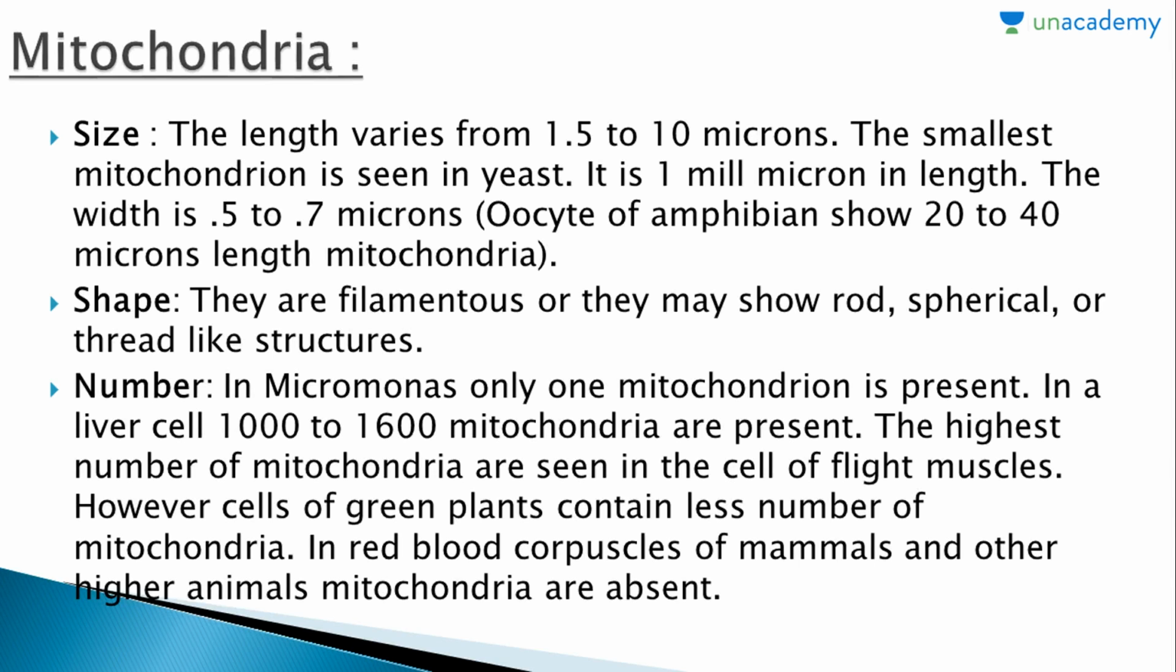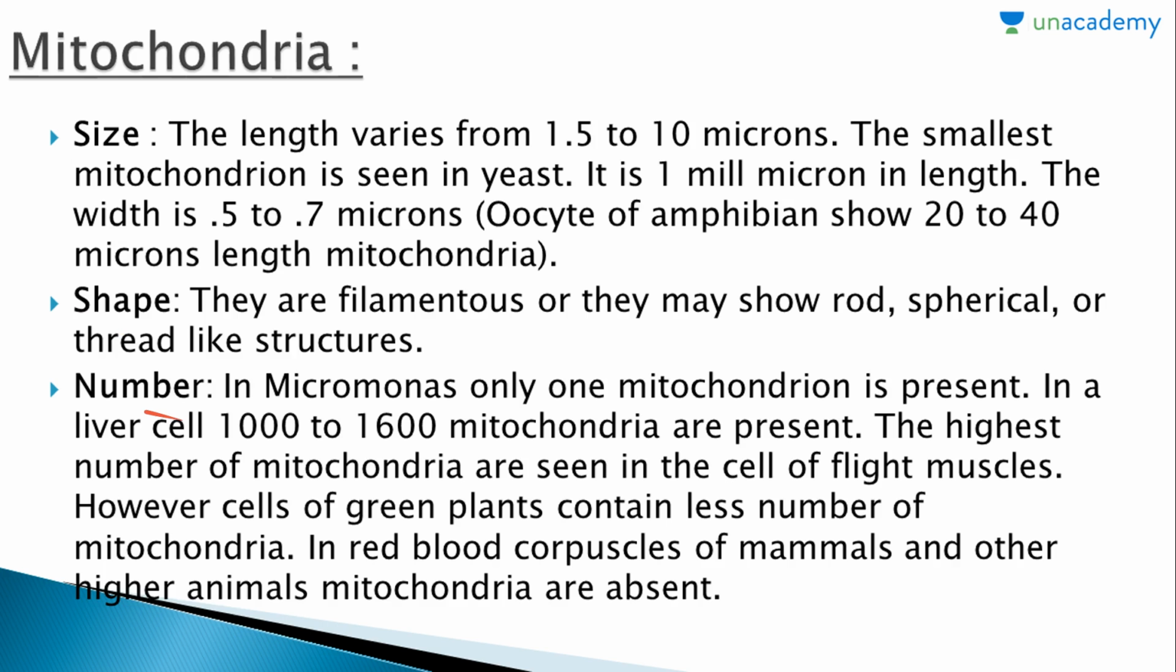Now the size. The length varies from 1.5 to 10 microns. The smallest mitochondrion is seen in yeast. It is approximately 1 millimicron in length. The width is 0.5 to 0.7 microns. The oocyte of amphibians shows mitochondria 20 to 40 microns in length, which is mostly the largest size of the mitochondria. The shape: they are filamentous, or they may show rod, spherical, or thread-like structures.